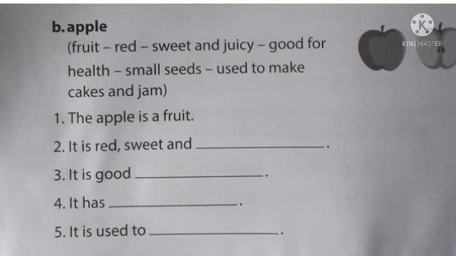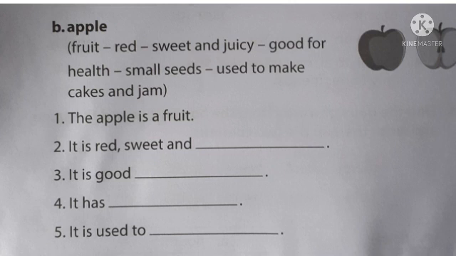Next one, apple. A-P-P-L-E, apple. Here they are given the clues. First one, fruit. Second one, red, sweet and juicy. Third one, good for health. Fourth one, small seeds. And fifth one, used to make cakes and jam. I will repeat. The first clue, fruit. Second one, red, sweet and juicy. Third one, good for health. Fourth one, small seeds. And fifth one, used to make cakes and jam.